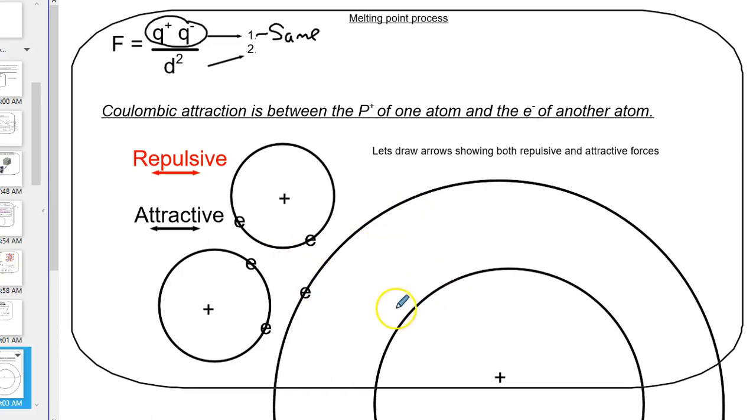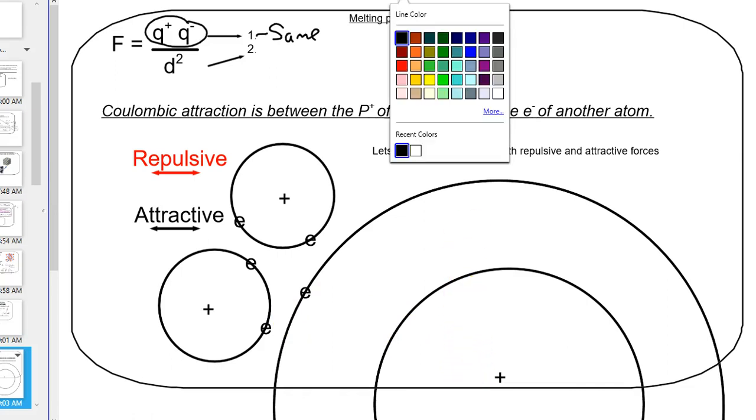Why are they sticking together? The only thing that sticks together is positives attracting negatives. And of course, positives repel, negatives attract. So I'm going to do the attractive forces here in black. I'll do the repulsive in red, looks like. So attractive, what attracts here?